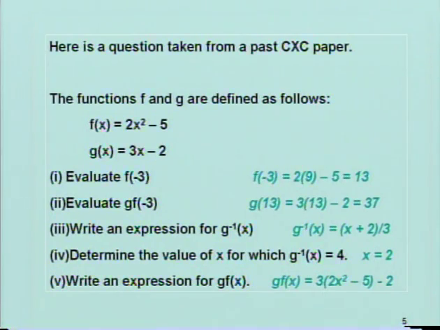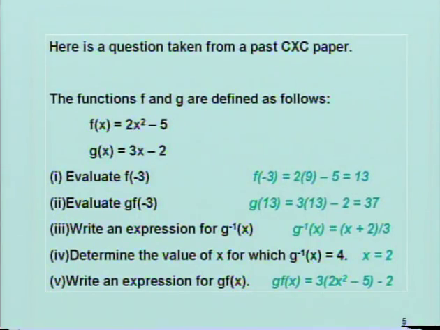X in the inverse function is 4, so we can substitute 4 for x, so it will be 4 plus 2, which is 6. 6 divided by 3 is 2. So x would be 2, and if you apply 2 in the g function, you will end up with 4 as the answer, because 3 times 2 is 6. 6 take out 2 will give us the 4. So we can check by proving.